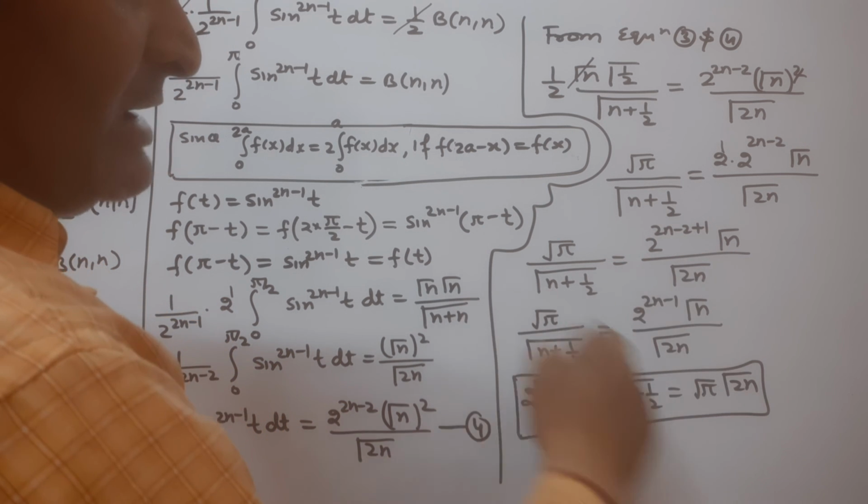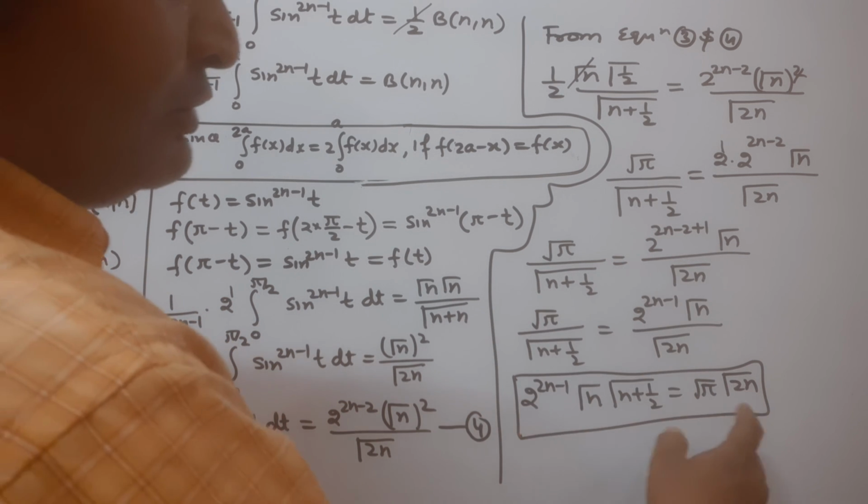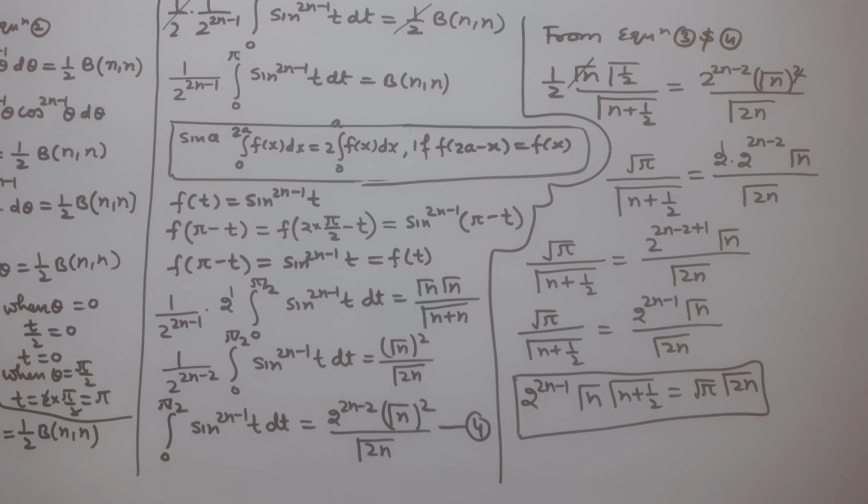Now we do this cross multiplication, so this is the Legendre duplication formula.